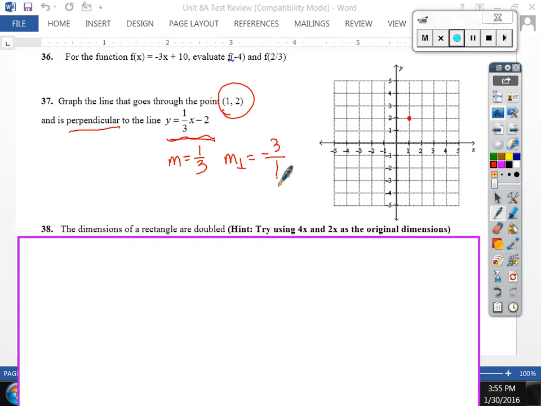So that becomes -3/1. Now when I'm graphing, -3/1 is the same thing as 3/-1, and I prefer negative y's. So this is going to be rise 3 to the left 1. So I'm going to rise 3 to the left 1, but I can also go down 3 to the right 1. And voila, I've graphed my line.